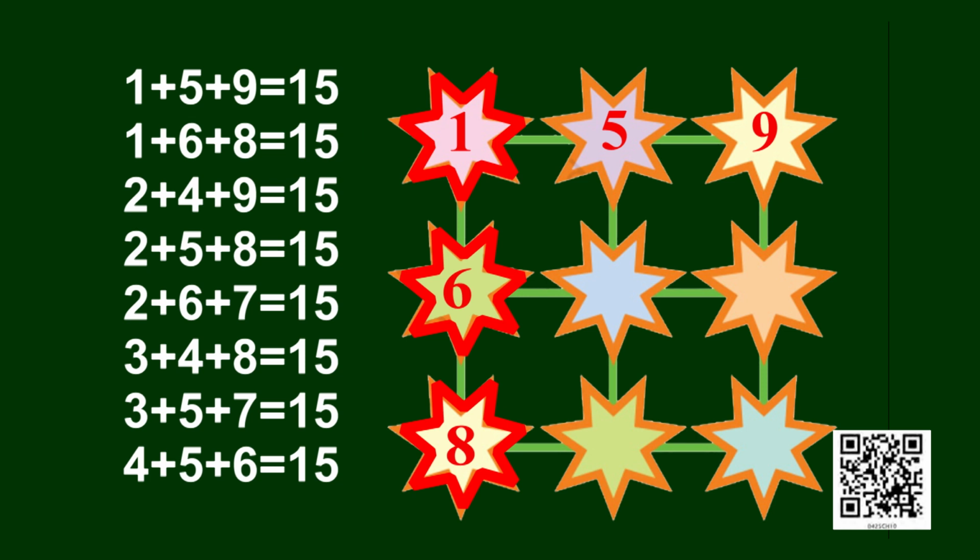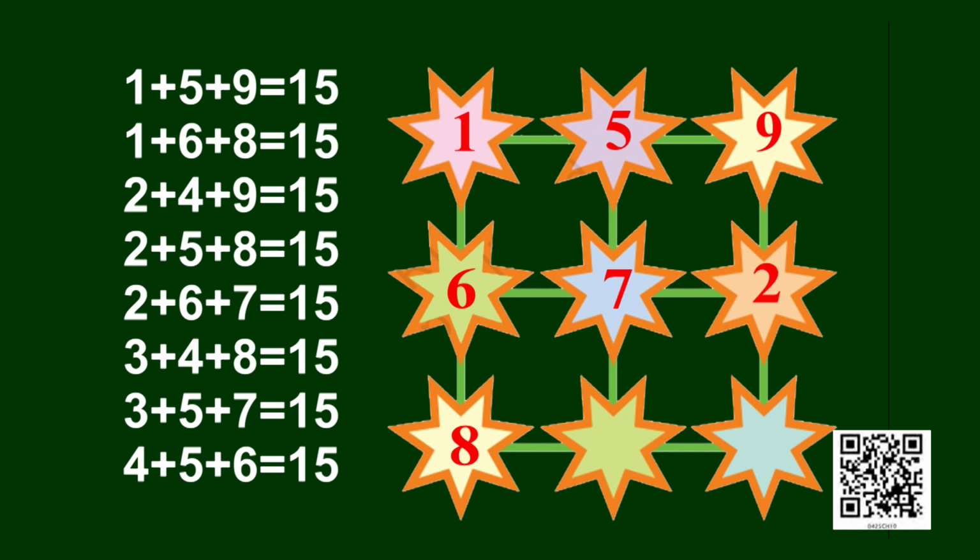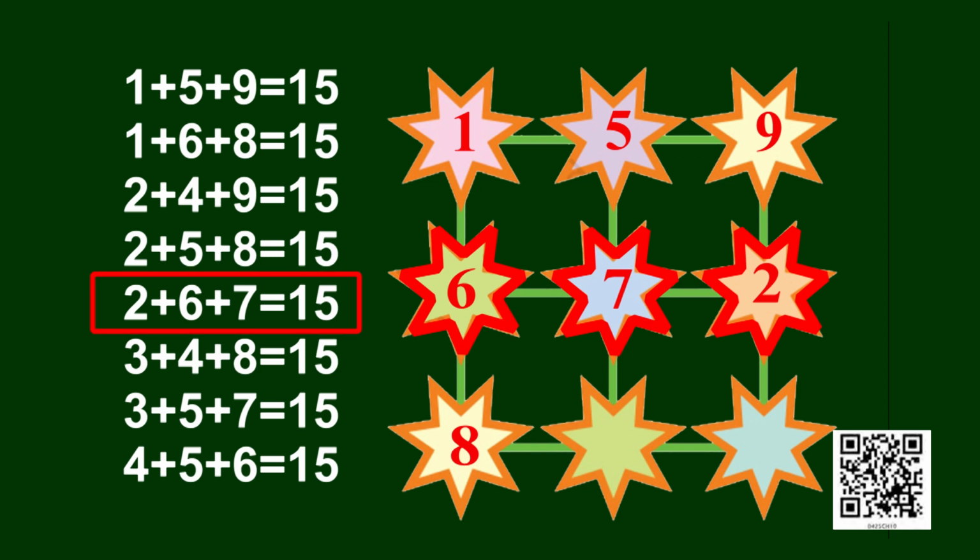Now, see the horizontal star in the second row. It starts with 6. What are the possible combinations of 6? Yes, 6 plus 7 plus 2 is one combination, 6 plus 5 plus 4 is another combination. But 6 plus 5 plus 4 we cannot use. Why? Because already we have used 5 in one star. So, we will go with 6 plus 7 plus 2. So, 7 we will put in the second star in the second row and 2 we will put in the third star in the second row. So that we will get 6 plus 7 plus 2 equal to 15.